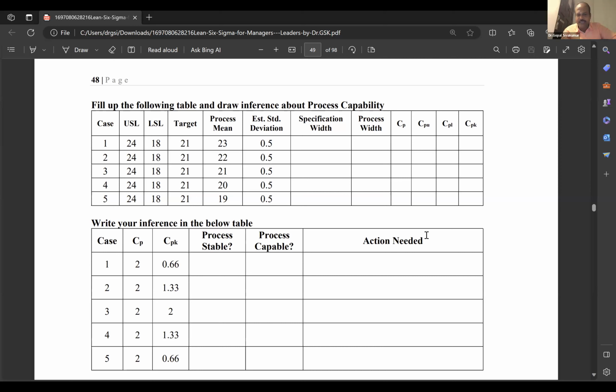Now, what is the action needed? Your Cpk is under trouble. What is the action needed? Move the mean. Reduce variation? No, move the mean. Good, fantastic, you have learned the subject. And no action is needed with respect to the variation because Cp is healthy. Only Cpk is under trouble. Now, just remember some numbers.